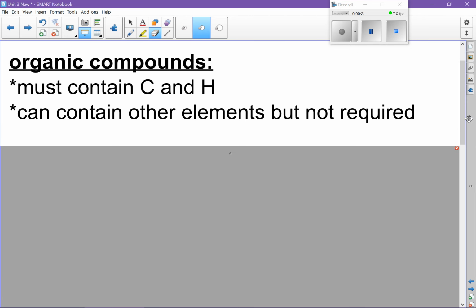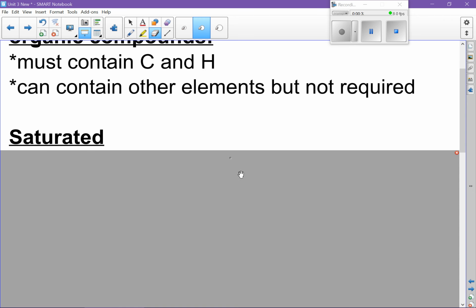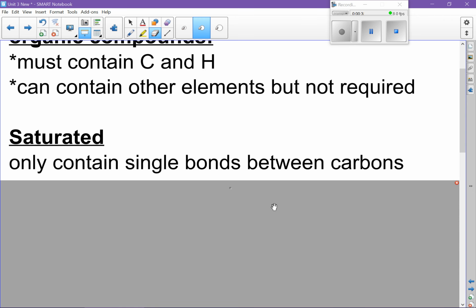And so we describe organic things as saturated and unsaturated. Maybe you've heard of saturated and unsaturated fats. I'm going to talk about what those definitions mean. If we say that a compound is saturated, it only contains single bonds between the carbons. A good way to remember that is saturated means single.